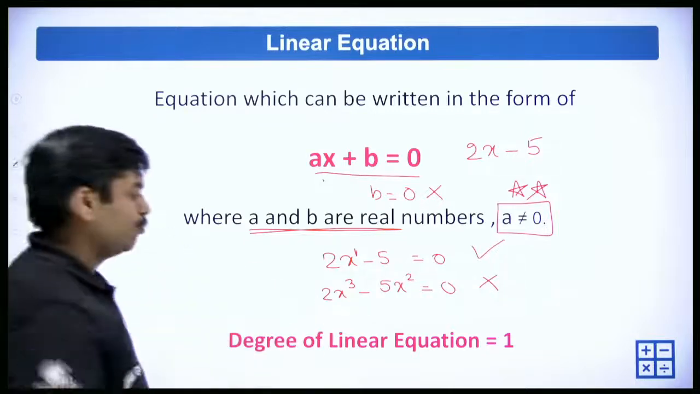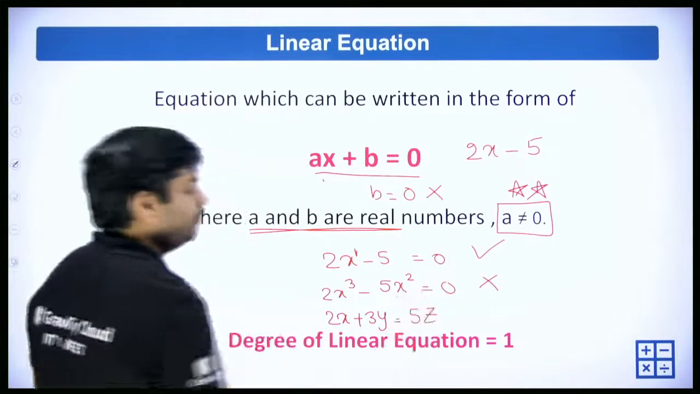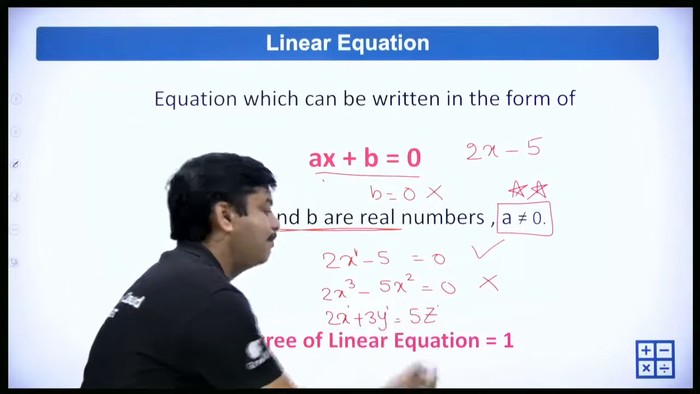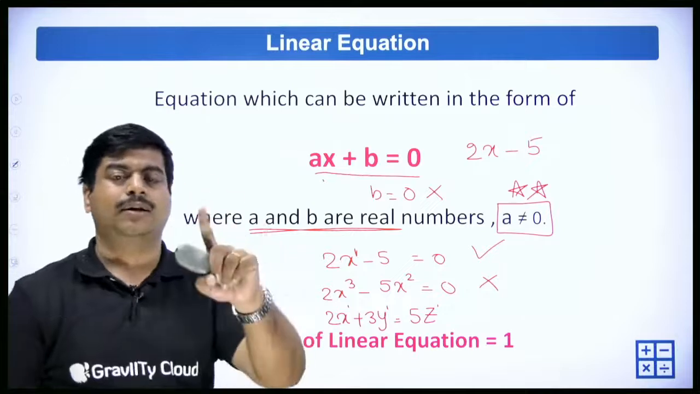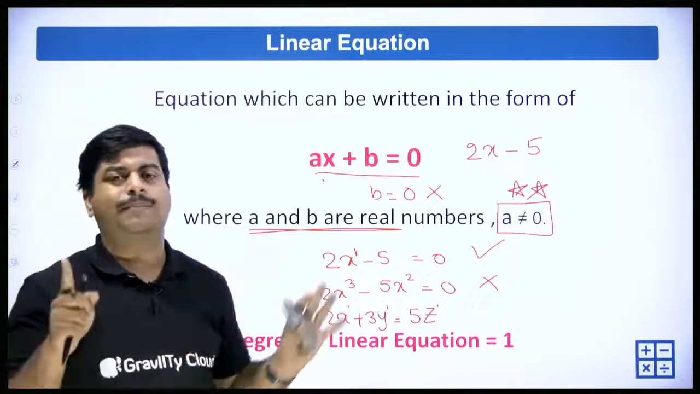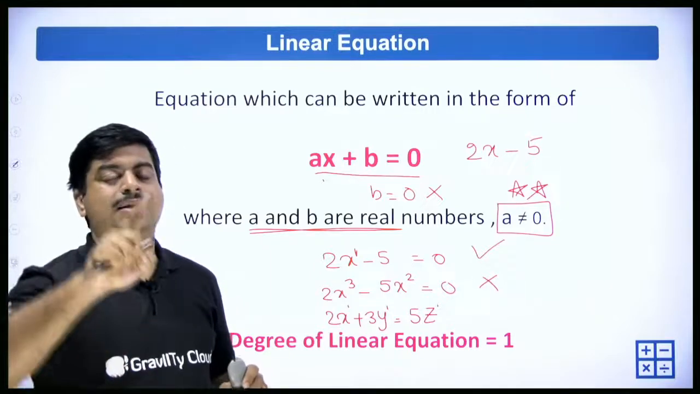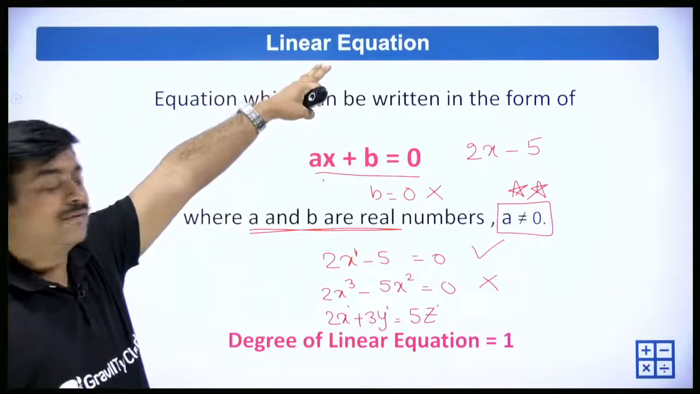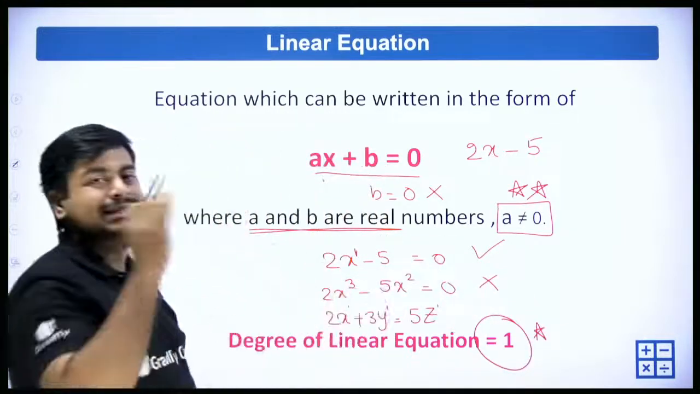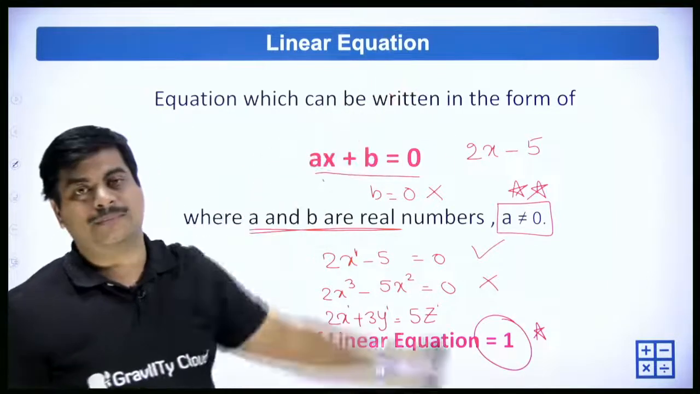I'll give you one more. 2x plus 3y is equal to 5z. Is it a linear equation? X power 1, y power 1, z power 1, all powers are equal to 1. There is no square term, x square, x cube, x power 4 or y square or z square, nothing. Only x power 1 or y power 1 or z power 1, always it is 1. So that is enough to say that it is a linear equation. The degree of a linear equation is equal to 1. That should always be the standard number. It should be 1 only.